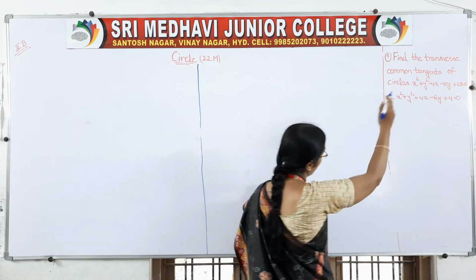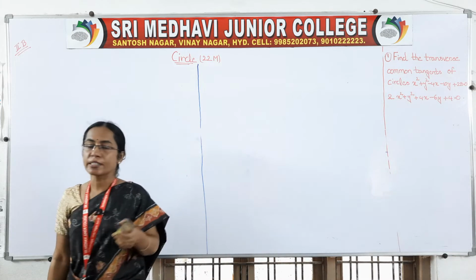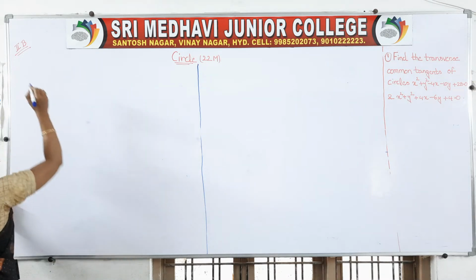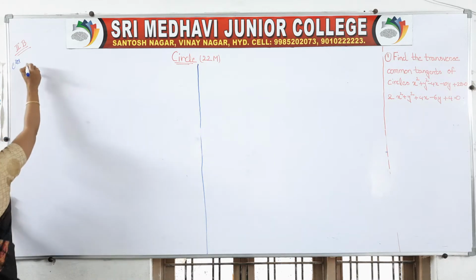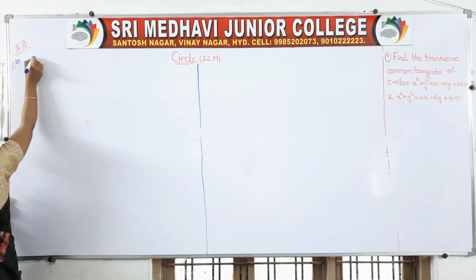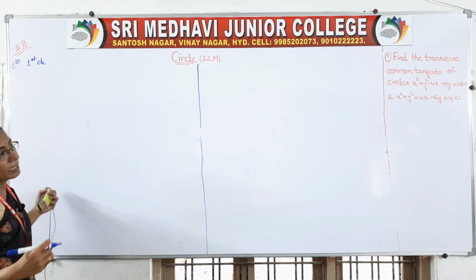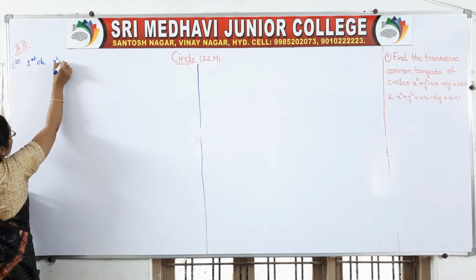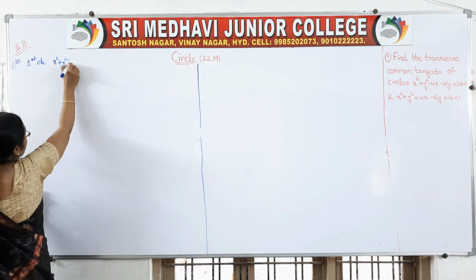So come on, find the transverse common tangents of these circles. Two circles are given to you, we have to find their transverse common tangents. So come on, we'll solve that question. The solution is 7 marks. Same thing, first take the first circle and find out its center and radius. While taking the question carefully, you have to take plus and minus signs, so then only we can get the answer correctly.